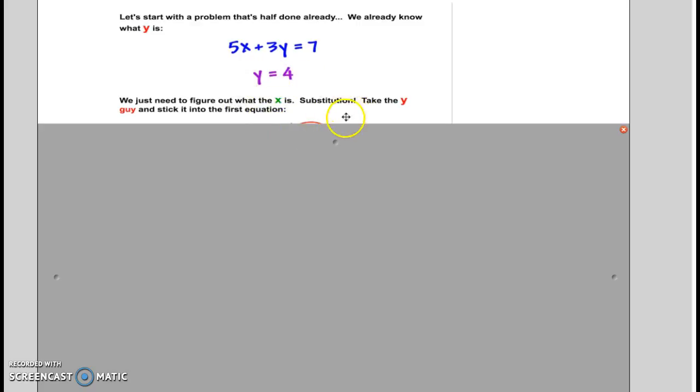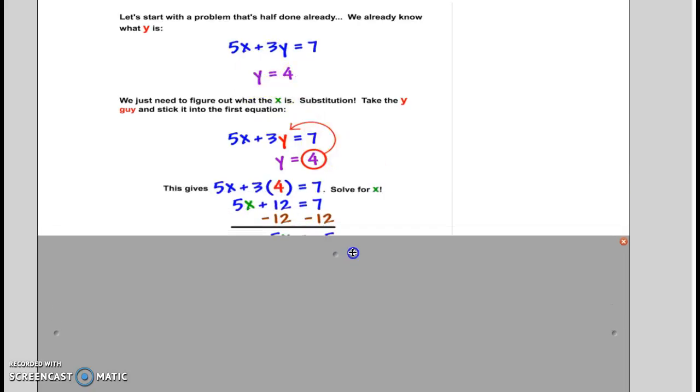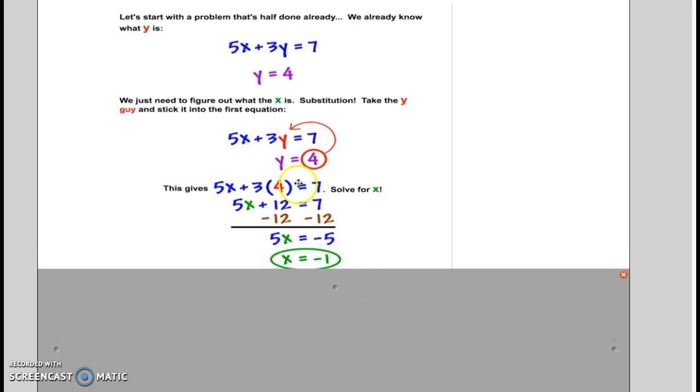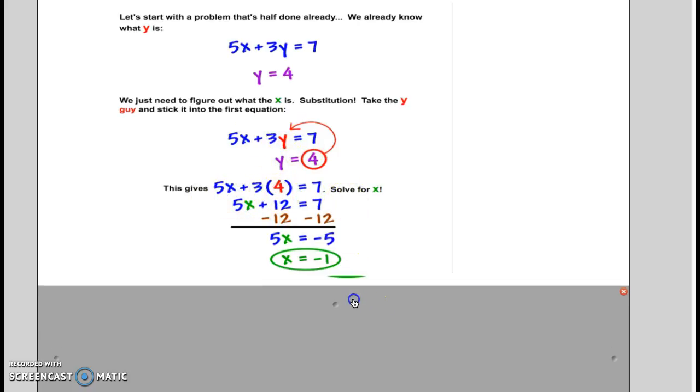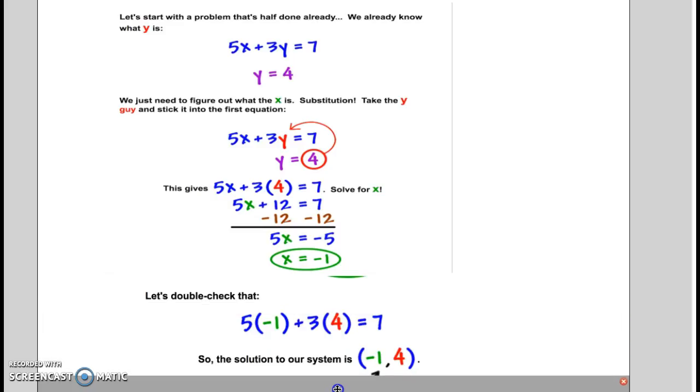Substitution. Take the y guy and stick it into the first equation. All right, so you know y equals 4. So you're going to put it into the first equation. You solve for x. Once 4 goes in for y, you have one variable, one equation. You can solve and you get x equals -1. You'll go back in and check and make sure that works, and the solution to the system is -1, 4. That's where those two lines will intersect.